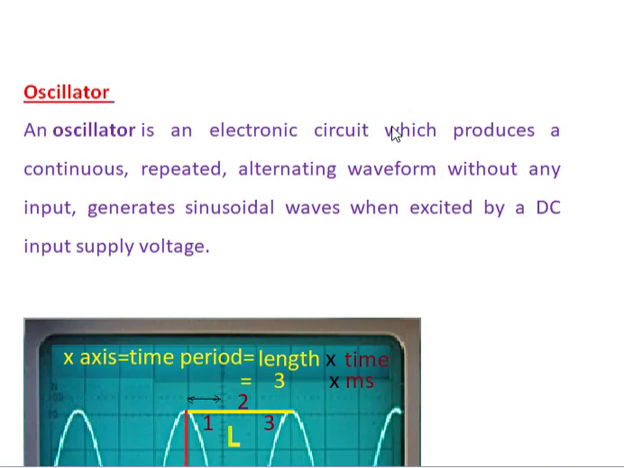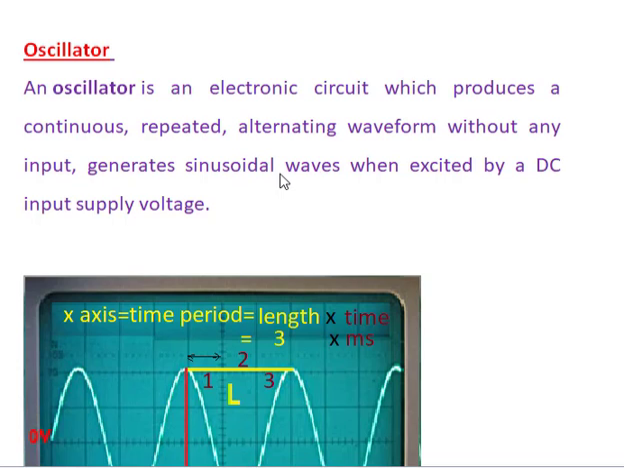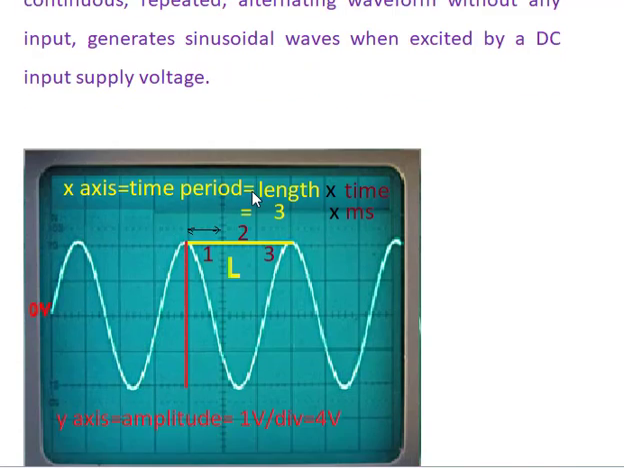Now we discuss the oscillator in detail. You know that an oscillator is an electronic circuit which produces a continuous, repeated, alternating waveform without any input signal, which generates a sine wave or cosine wave when excited by DC input supply voltage. The energy is taken from the DC input supply voltage.